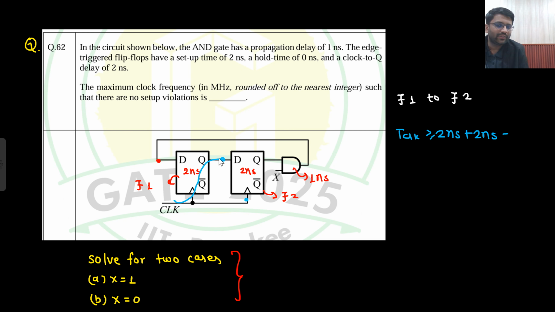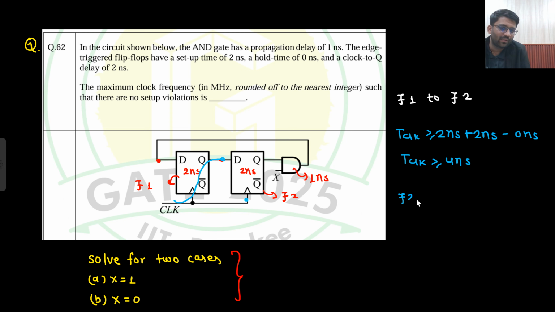I will start from here, sir, 2 nanosecond of delay. Then I have reached here. I will ask him, what is your setup time? He will say 2 nanosecond. Then I will ask him, what is the time clock is taking? He will say, sir, 0 nanosecond. So I will subtract 0 nanosecond from here. So he is saying that T clock should be greater than or equal to 4 nanosecond. Is that the final answer? Absolutely not. Why is that so?